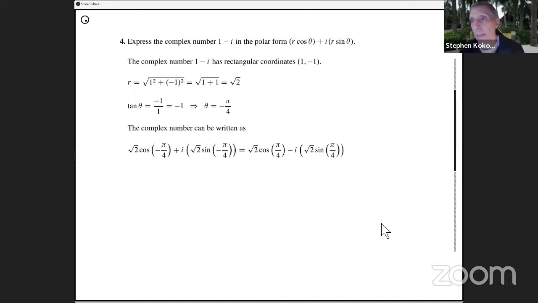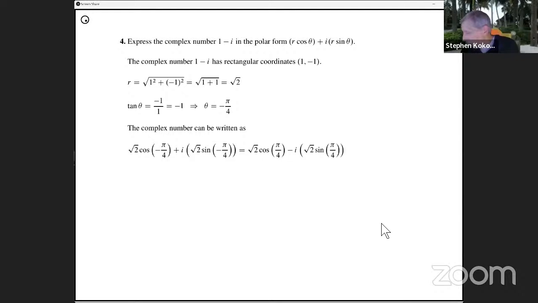All right, I did this one in kind of a different way too, Vicky. I don't know, you may have another way of looking at this one. I want to express this complex number, 1 minus i, in this polar form, r cosine theta plus i r sine theta. All right, so the way that I thought about this is the complex number has rectangular coordinates 1, -1. So I'm going to go back and think about this like I did on the previous page.